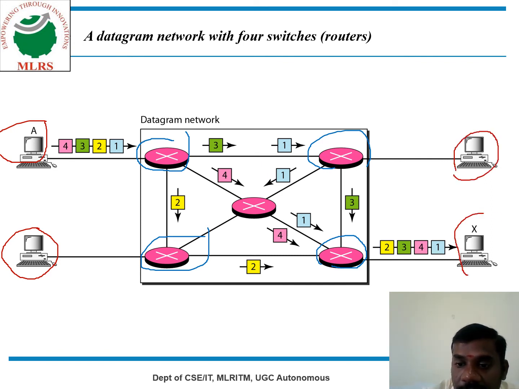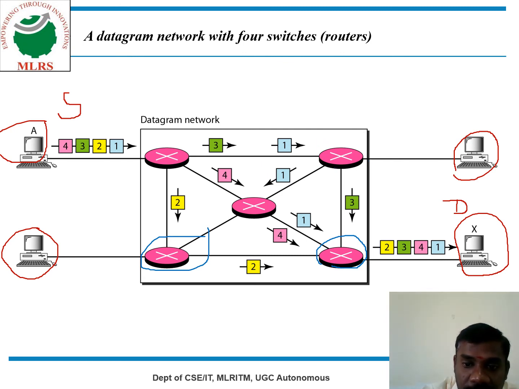In the 4 end systems, who is the source? The source is A, and the destination is X. I told that it won't establish the route; all the packets are traveling independently. How is it traveling independently? Please see here. How many packets are here? 1, 2, 3, 4 are there.